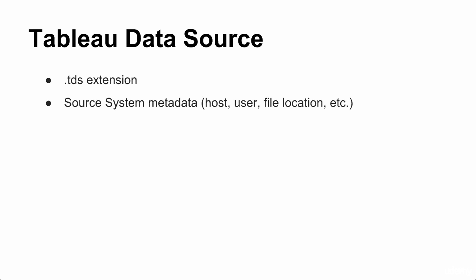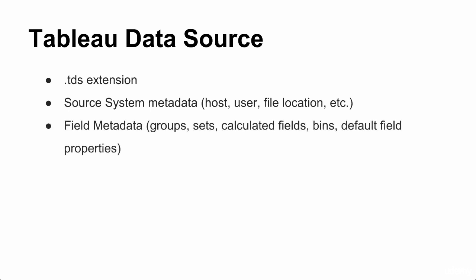This file contains metadata about the source system, such as hostname and username, and is effectively a shortcut for connecting to commonly used sources. In addition, it also contains information you define in your workbook, such as groups, sets, calculated fields, bins, and default field properties. For example, number formats, default aggregation, sorting order, and so on. Obviously, this information might be sensitive, so take care about storing these files on your network.